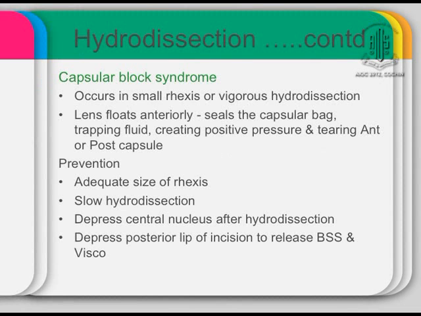Capsular block syndrome occurs with small rhexes or vigorous hydrodissection. The lens floats anteriorly and literally seals the capsular bag, trapping the fluid, creating positive pressure and tearing the anterior or posterior capsule. Prevention is by an adequate size of the rhexis and slow, controlled hydrodissection. Always depress the central nucleus after you have done the hydrodissection, and depress the posterior lip of the incision to release the trapped BSS or viscoelastic solution.